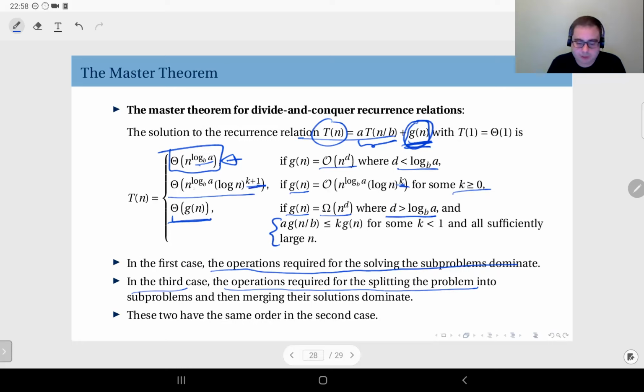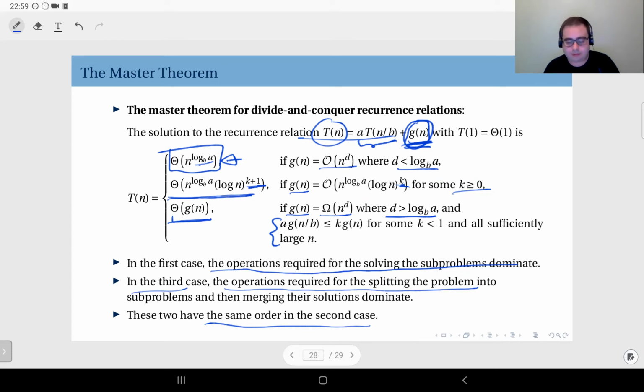And in this case, the two procedures have the same order, okay? So you have the divide and conquer. You divide the bigger problem into subproblems, and then you solve the subproblems, and then you merge the solutions. So the splitting part, along with the merge part, and the solution of the subproblems, in this case, they are of the same order. Therefore, the T of n function has this complexity.